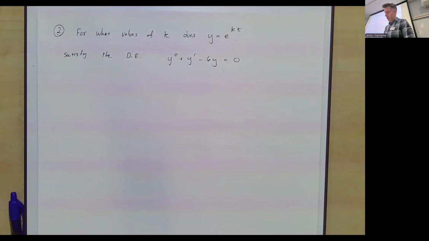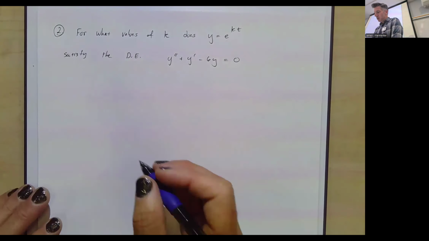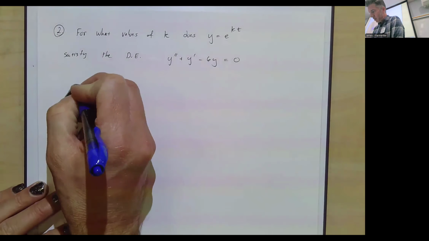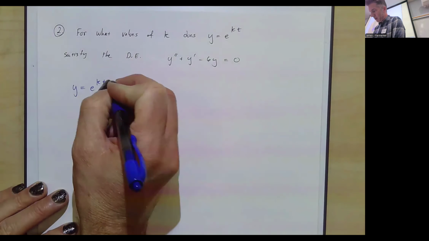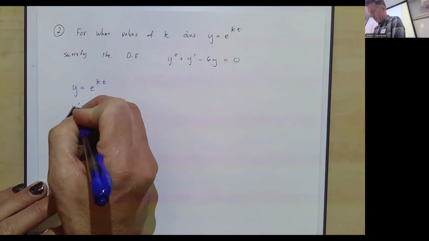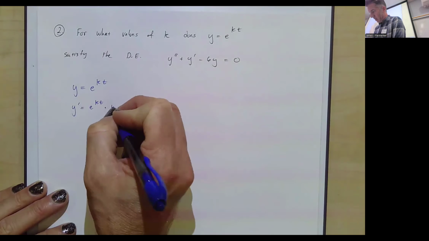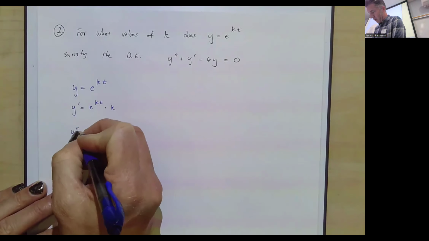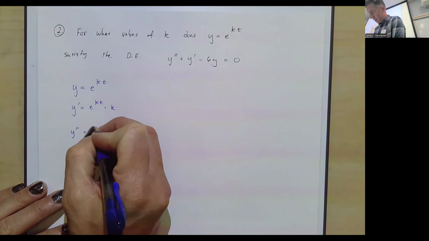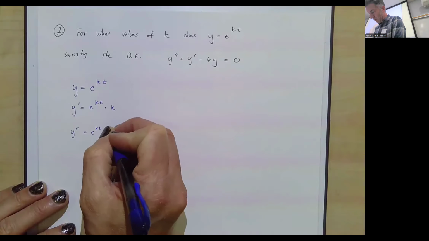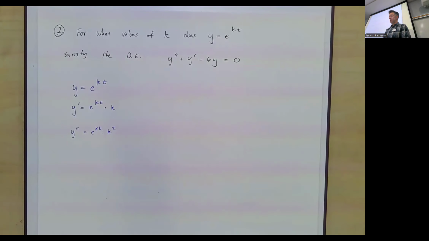There should be two solutions here. Let's see if we can find them. So my function is e to the k times t. My first derivative is e to the k times t times the derivative of k times t, which is k. And my second derivative is going to be e to the k times t times k times another k. So plugging all that in, look what we've got.